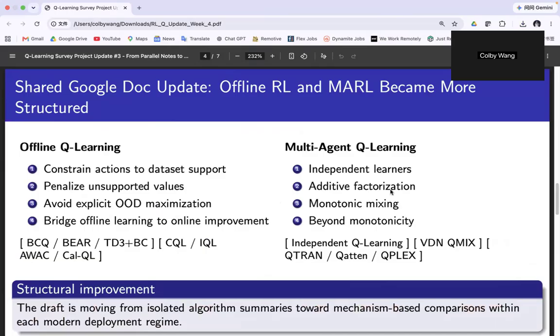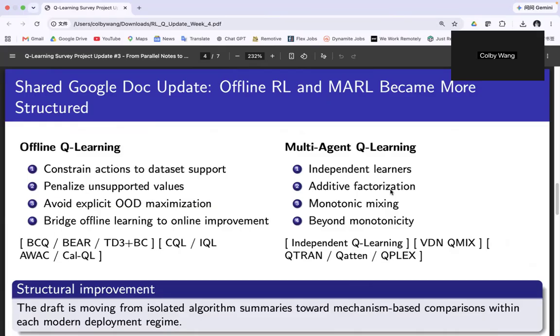Now, we have the shared draft update, which covers offline RL and multi-agent RL. The shared nodes in the Google Doc have become more structured in two areas. For offline RL, we now separate four mechanism families. The first family constrains actions towards the dataset support, including BCQ, BEAR, and TD3 plus BC. The second family penalizes unsupported values, represented by CQL. The third avoids explicit maximization over potentially out-of-distribution actions, represented by IQL. Finally, AWAC and CalQL help bridge offline pre-training toward later online improvement.